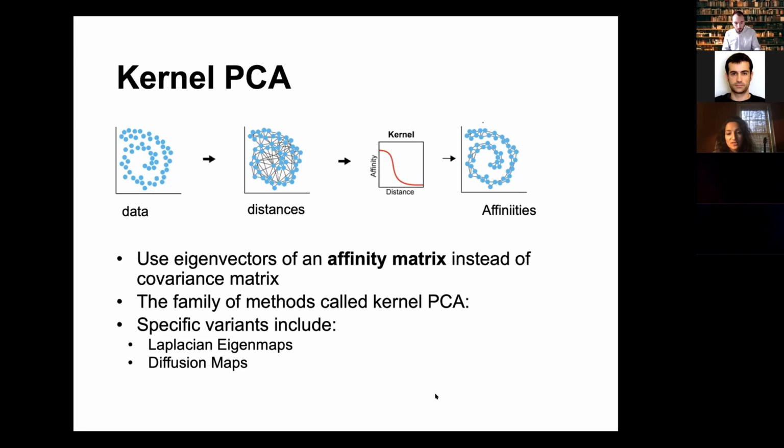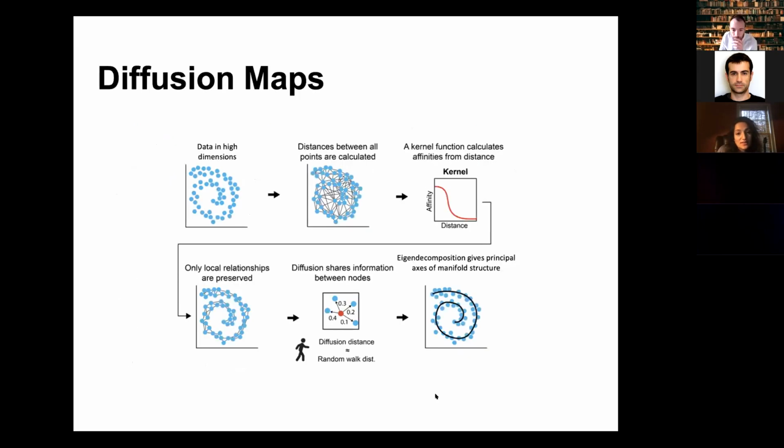And we'll talk about two specific variants, which are diffusion maps and Laplacian eigenmaps, which turn out to be very useful, for example, for clustering the data or for understanding progressions in the data. But they're not necessarily specifically optimized for visualization. So the first method I'll talk about is diffusion maps. Diffusion maps do something a little bit beyond just computing the affinity matrix.